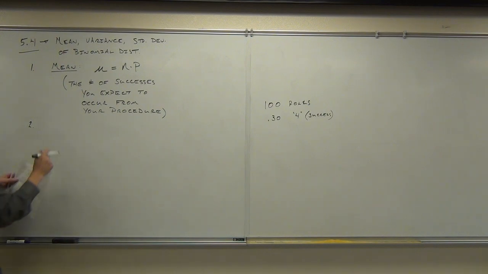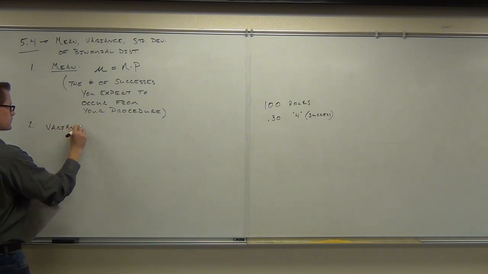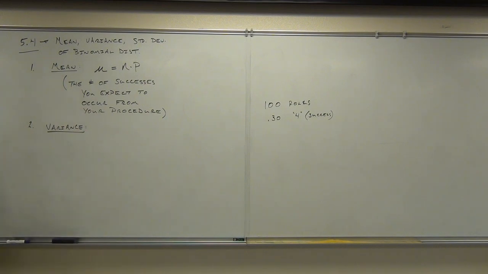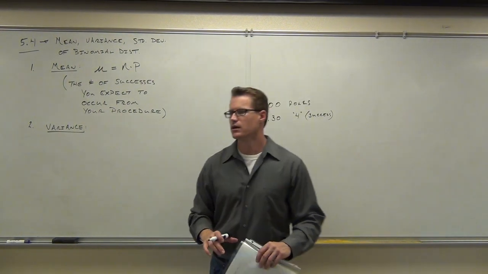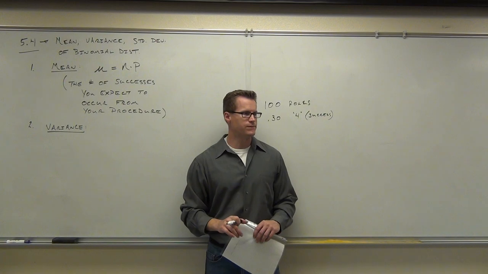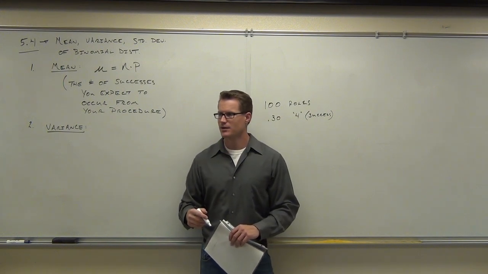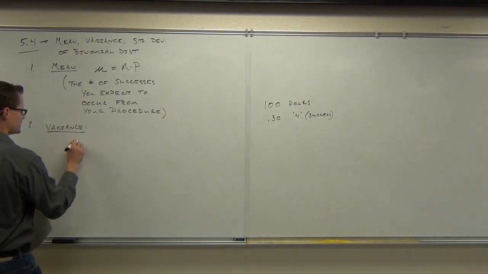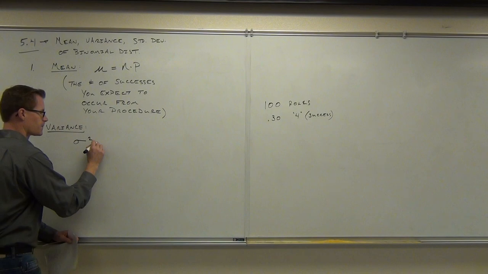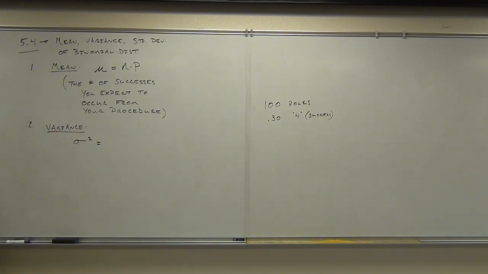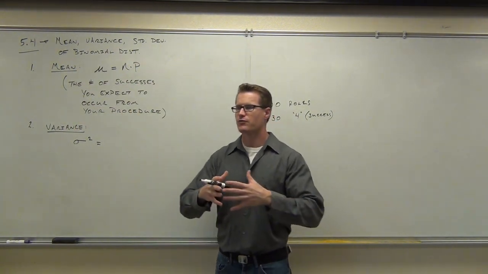Now let's look at the variance. What symbol do you use for the variance? Sigma. Sigma squared, okay, good. That's the symbol for variance right there. Variance gives you pretty much the spread of your data, how far it's spread apart.